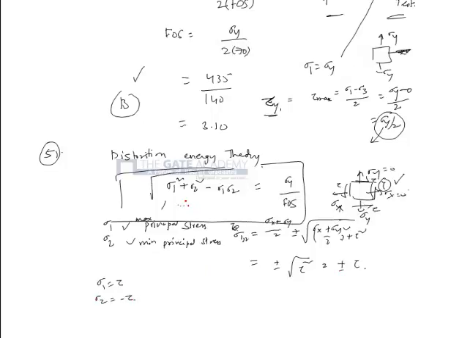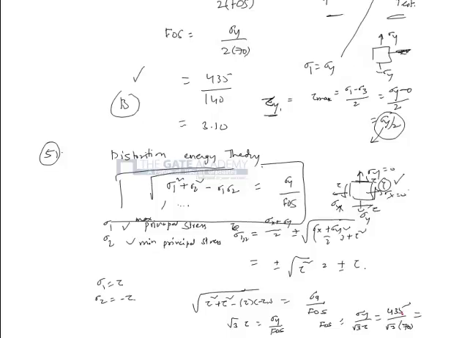So if I use this function, I get root of tau square plus tau square minus tau square, which is root 3 tau, equal to sigma y by f of s, where sigma y is the yield strength. So f of s is basically sigma y by root 3 tau. Sigma y given is 435, so 435 by root 3 into 70.